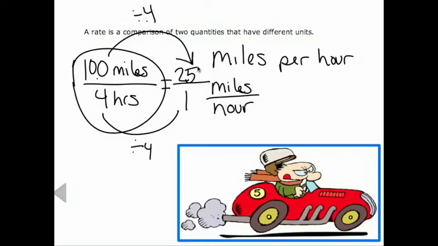So again, with this, we had two quantities. We had 100 miles and we had 4 hours. We were looking at 100 in terms of miles, so distance, and we were looking at 4 in terms of time, 4 hours. So we compared two numbers with two different units.